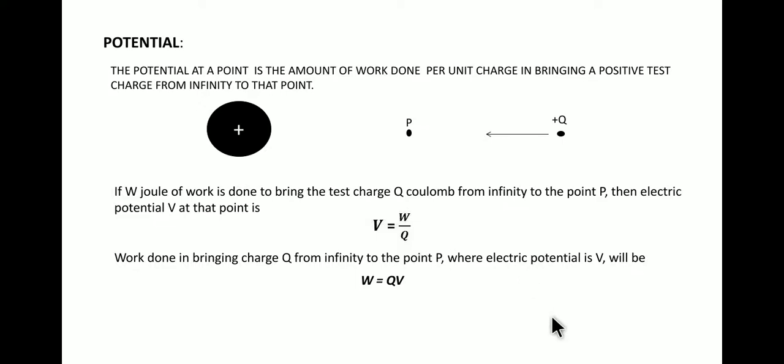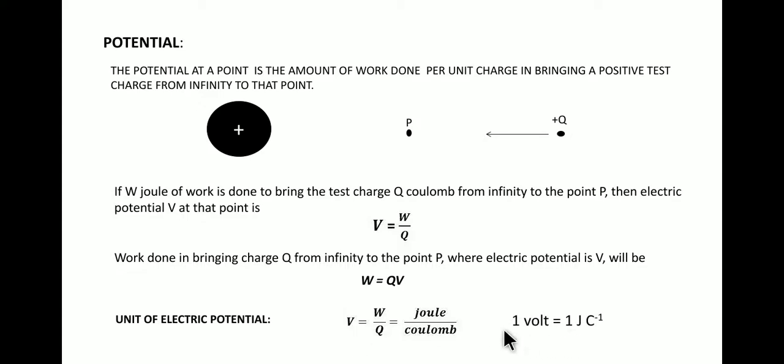Next, the unit of this electric potential. V is given as W by Q. That means the work done by the charge. Work done, the unit is joule and the charge is coulomb. So the electric potential is equal to joule by coulomb. So if electric potential V is 1 volt, then it's represented as 1 volt is equal to 1 joule per coulomb. So 1 joule per coulomb is the unit of electric potential, that is 1 volt.